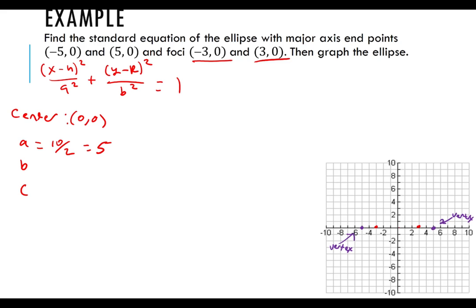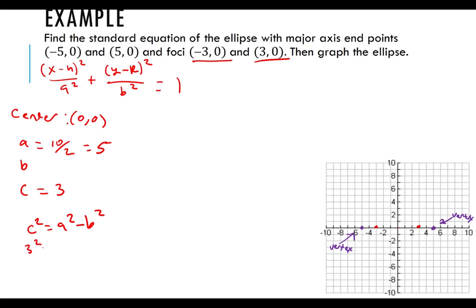Now we don't know b, but I claim we know what c is. c is the distance from the center to the foci. Since the foci are at 3 and negative 3 on the x-axis, I know that c is going to be just 3. So I've got a and c. Then I just need to recall that c squared is equal to a squared minus b squared, and I can use this to find my b.